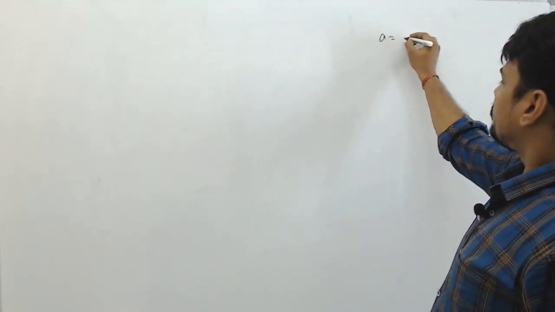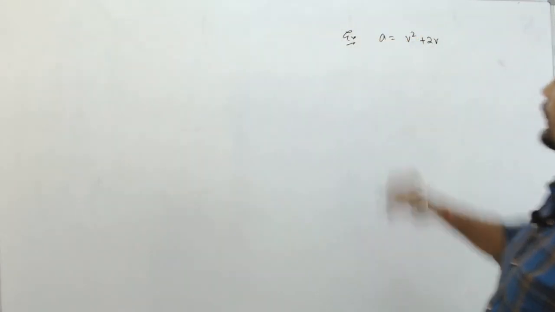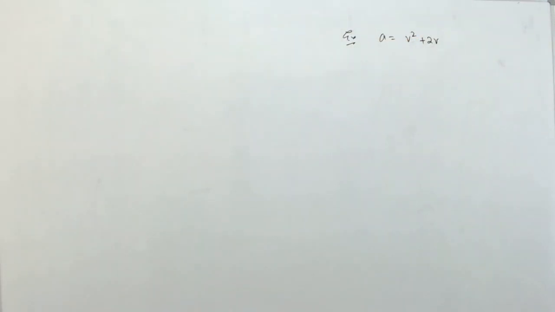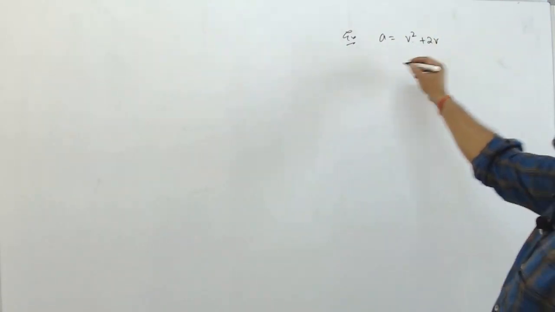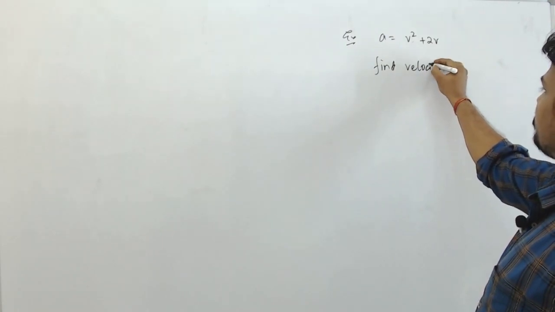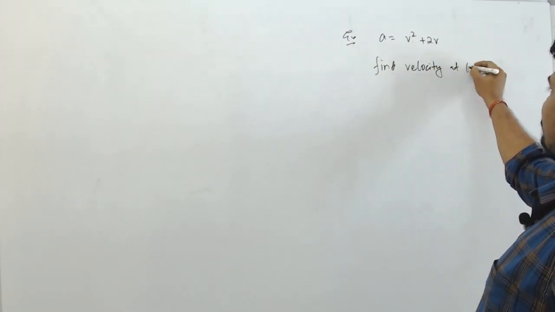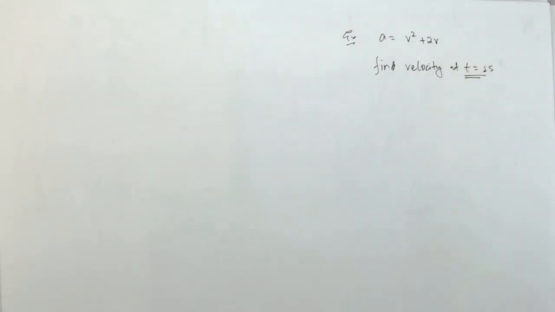Let's suppose if I give you a is equals to v square plus 2v. Let's say I give you a is equals to v square plus 2v. मेरे को चाहिए कि वेलोसिटी निकालो at time t. वेलोसिटी में a भी दे रखा है ना, चलो ऐसा करते हैं, let's do this way, find velocity at time t is equal to कितना, 1 सेकेंड पे निकालो इसका वेलोसिटी.